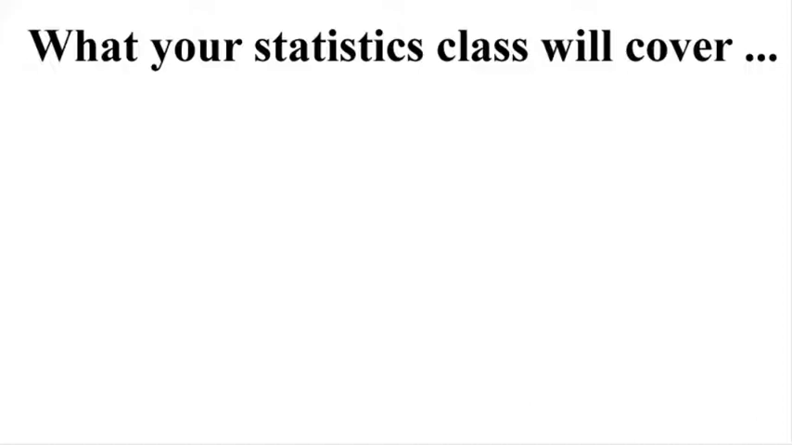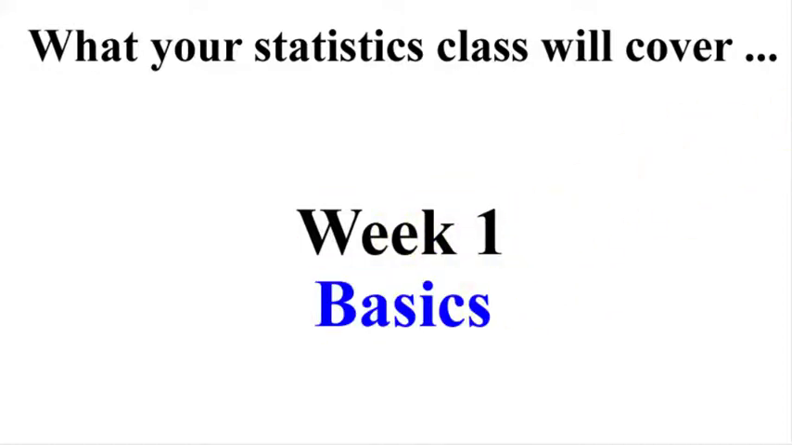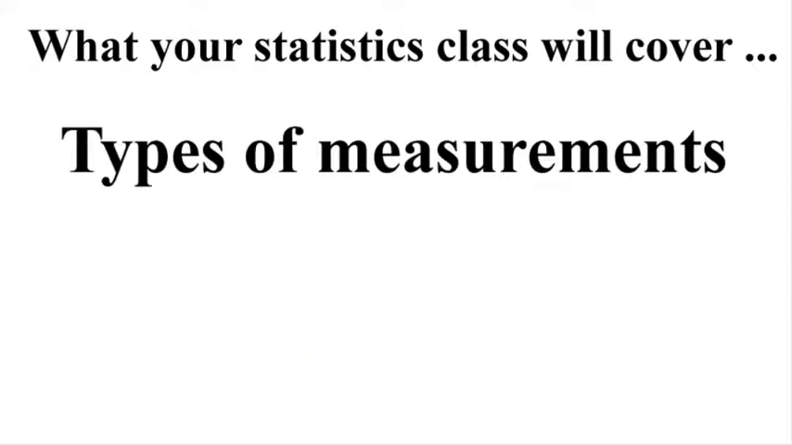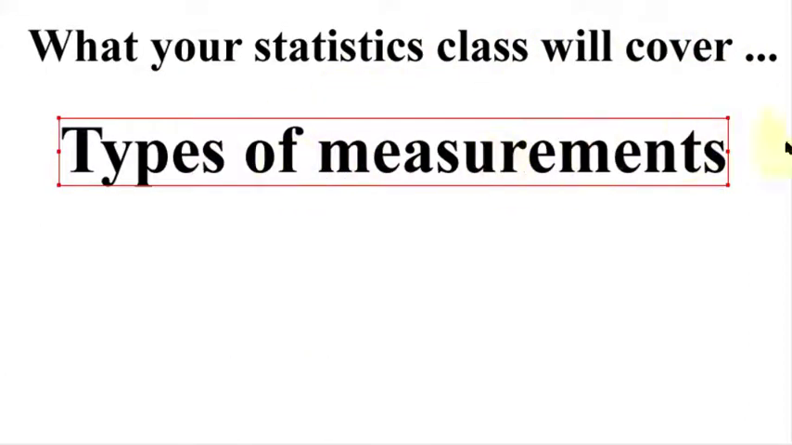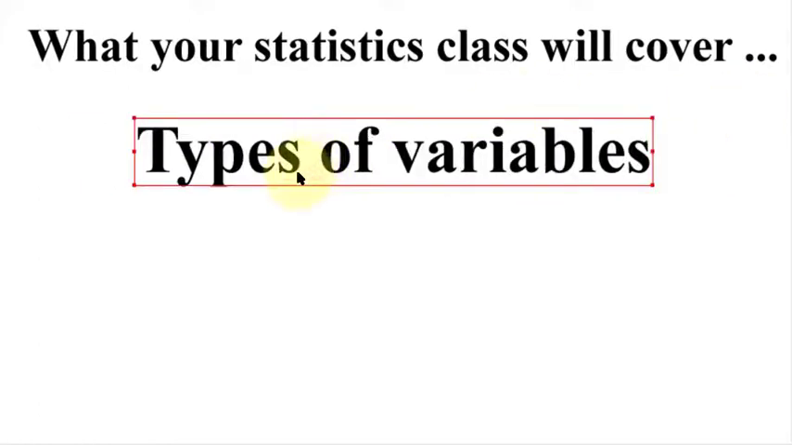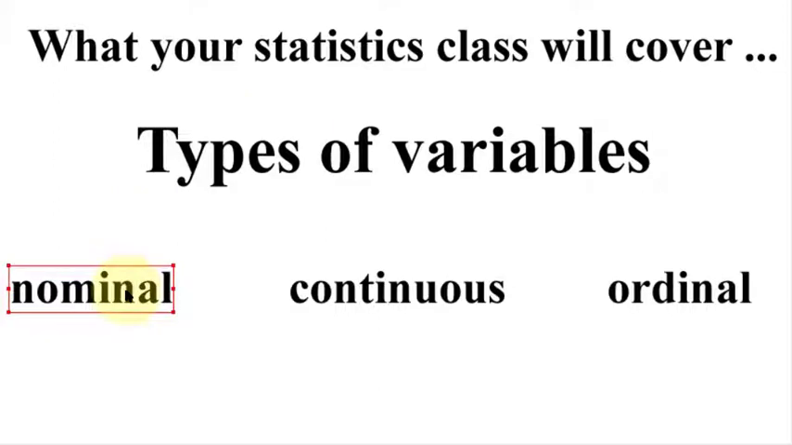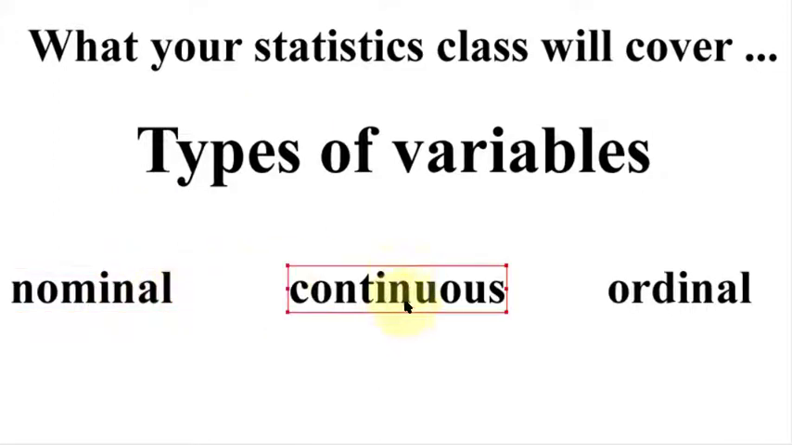So what's your statistics? Your graduate level statistics course will cover week one, the very first day. You're going to go over the basics of statistics, the undergraduate stuff. Let's see what you remember. The different types of measurements. A measurement in statistics is called a variable, right? It can change from person to person, individual to individual, whatever it is you're studying. And there's three kinds: nominal, continuous, ordinal. I'm not going to explain them here.